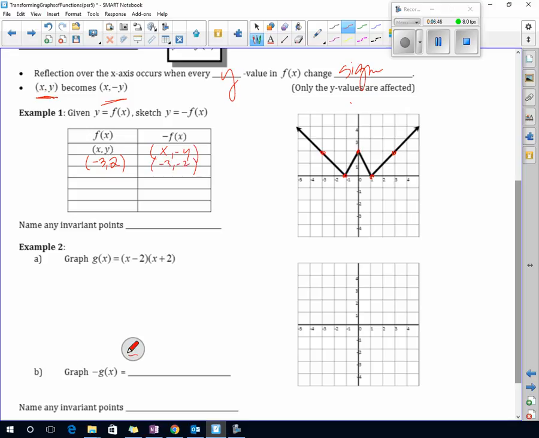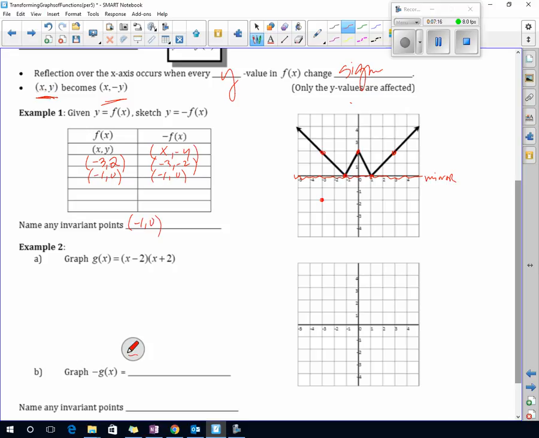Okay, where's another point? Negative 1, 0 becomes, well, 0 switches sign. It's still 0. You see? What's that called? An invariant point. Yes? Then we have what? 0, 2. What is that going to become? 0, negative 2.